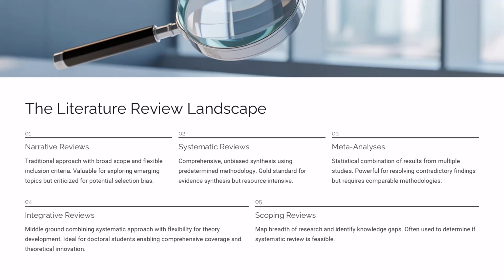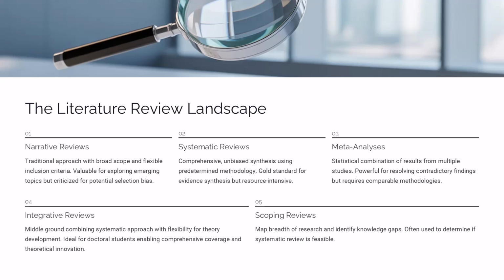Meta-analyses take systematic reviews a step further by statistically combining results from multiple studies to identify overall effect sizes and patterns. These reviews are particularly powerful for resolving contradictory findings and identifying moderating factors that explain when relationships are stronger or weaker. However, meta-analysis requires studies with comparable methodologies and measures.